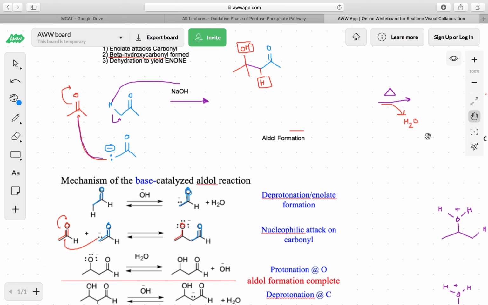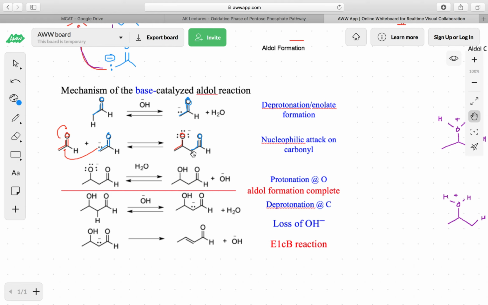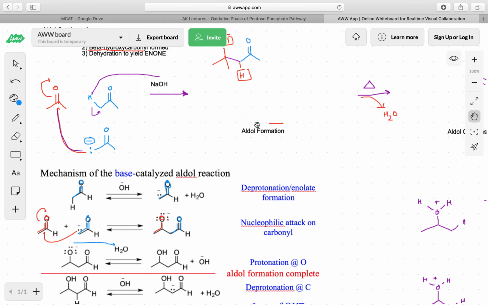This black bond in the middle is the one we just formed. And now we just need to get rid of this negative charge. So your negative charge on your oxygen just grabs a proton from water, and it gets protonated to form your beta hydroxy aldehyde in this case. So now step 1 is finished. You just created your aldol formation.